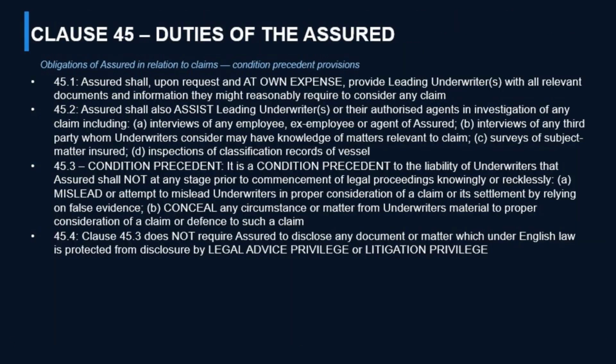Remember it carefully. Clause 45 outlines the responsibilities of the assured during claims handling. The assured must provide documents, records, and information requested by underwriters. The assured must cooperate with investigations, interviews, surveys, and inspections. Most importantly, the assured must not mislead underwriters. False evidence, concealment of material facts, or dishonest conduct can jeopardize the claim. However, legal privilege remains protected. A simple oral answer is, the assured must cooperate fully and honestly during the claims process.